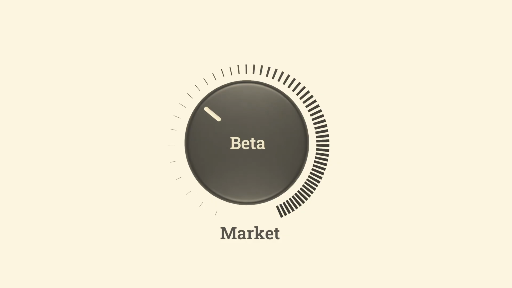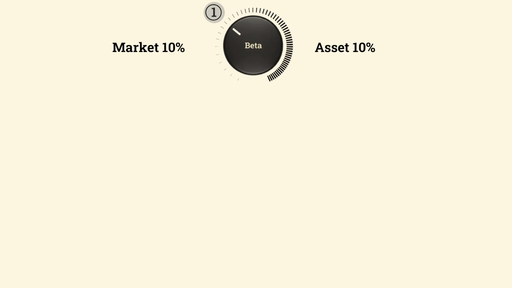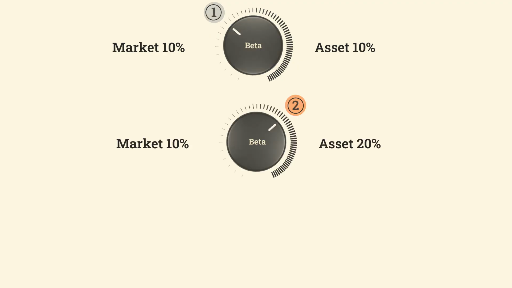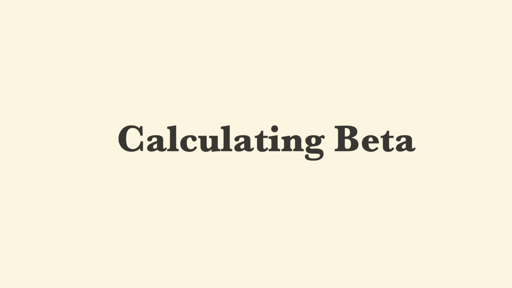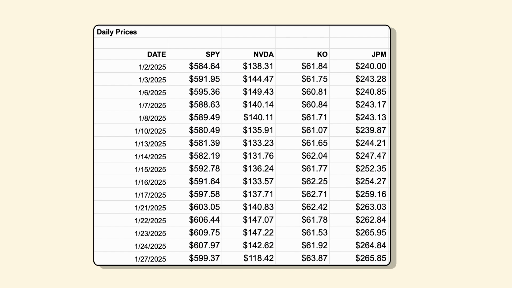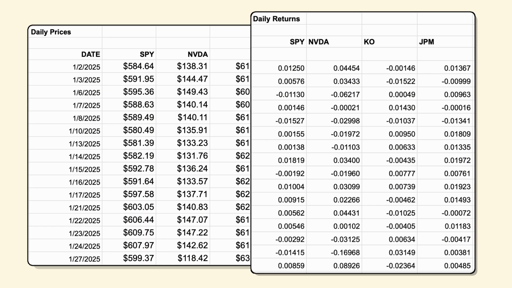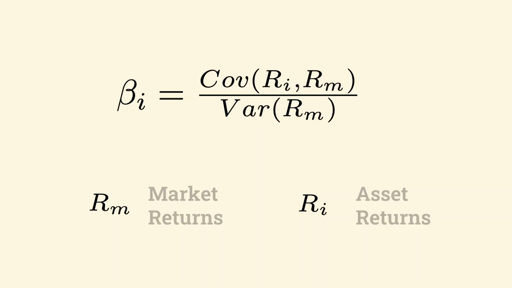Think of beta as a volume knob on market exposure. It doesn't change the song, just how loud you hear the market. If the market moves 10%, a beta 1 asset moves about 10%, a beta 2 asset moves about 20%, and a beta 0.5 asset moves about 5%. To calculate beta for a specific stock, you need historical prices for both the stock and the market. We'll use SPY as a stand-in for the S&P 500. From there, you calculate daily returns and then use those to compute the covariance of the stock's returns with the market, divided by the variance of the market returns.